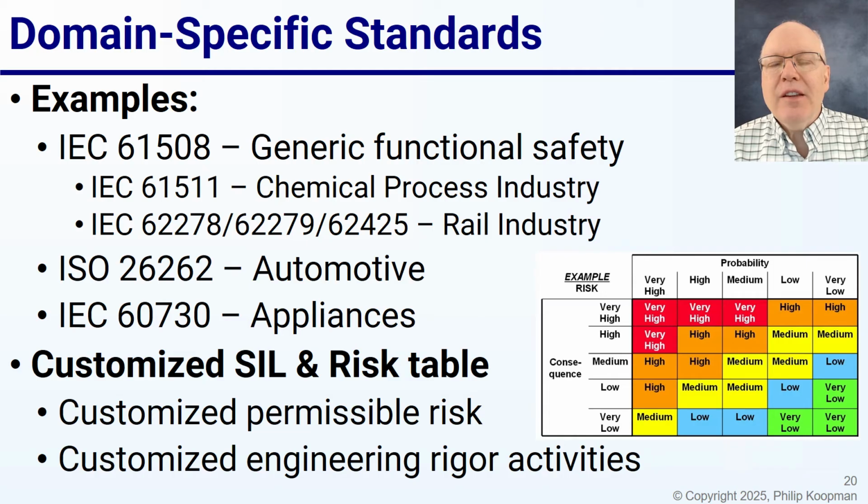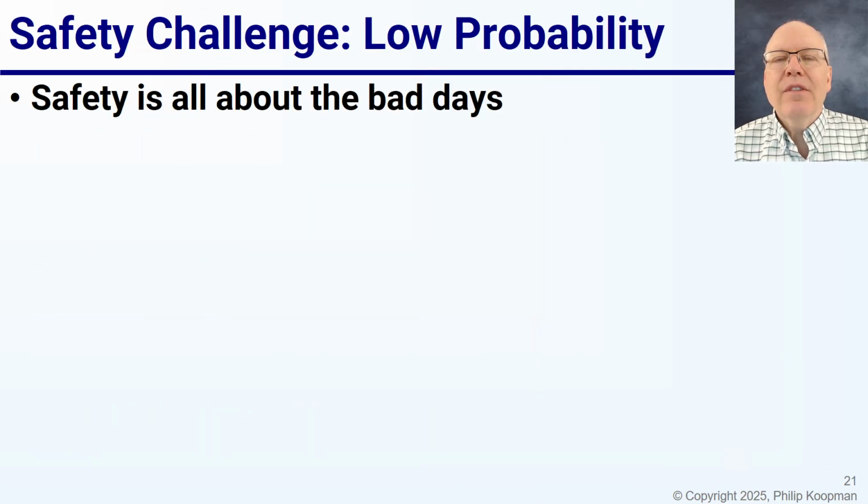It's customized in how much risk is permissible. It's customized on what the cut lines are between different levels of risk, and it's customized with the risk engineering activity tables. Now, there are a couple issues that make safety really challenging, so let's talk about them. The first one is, what do you do about low probability?